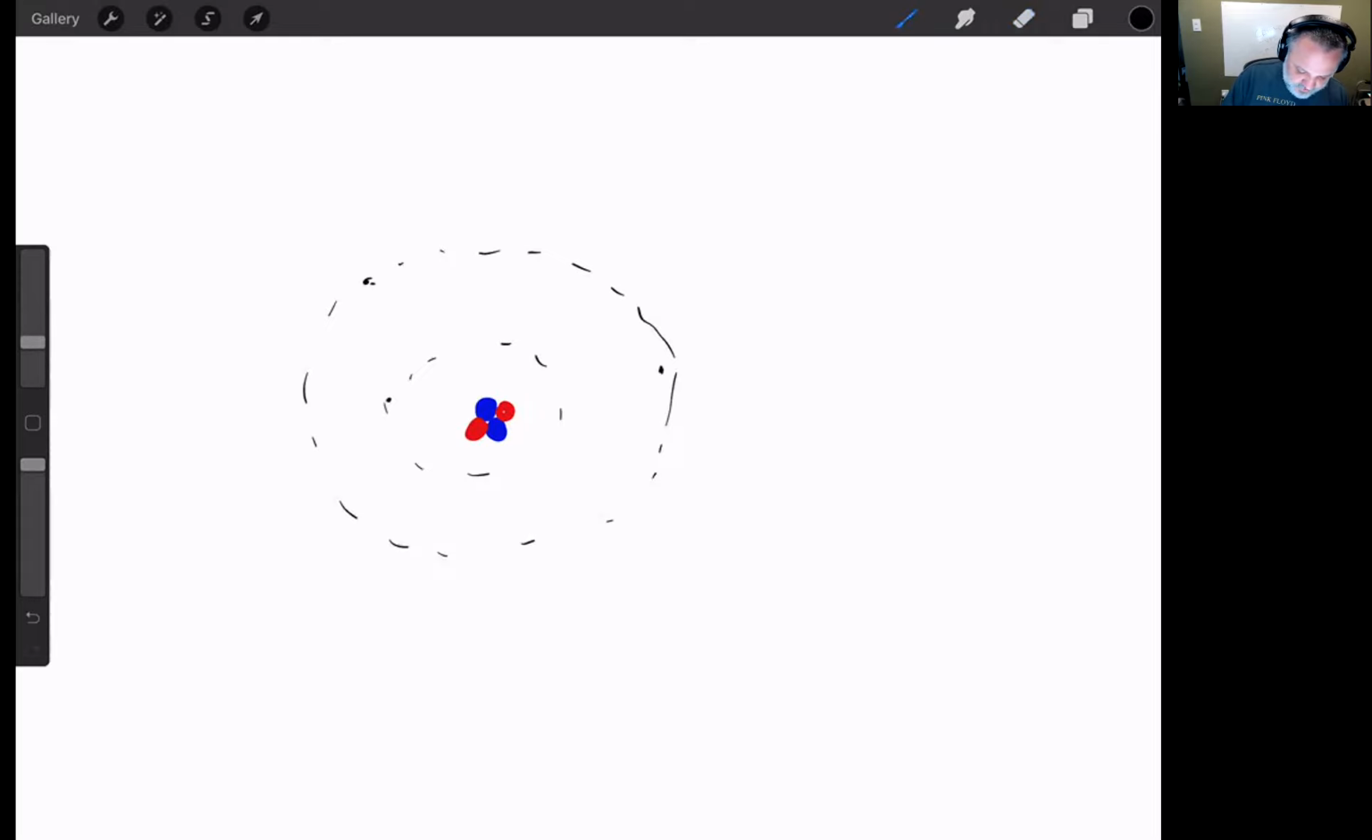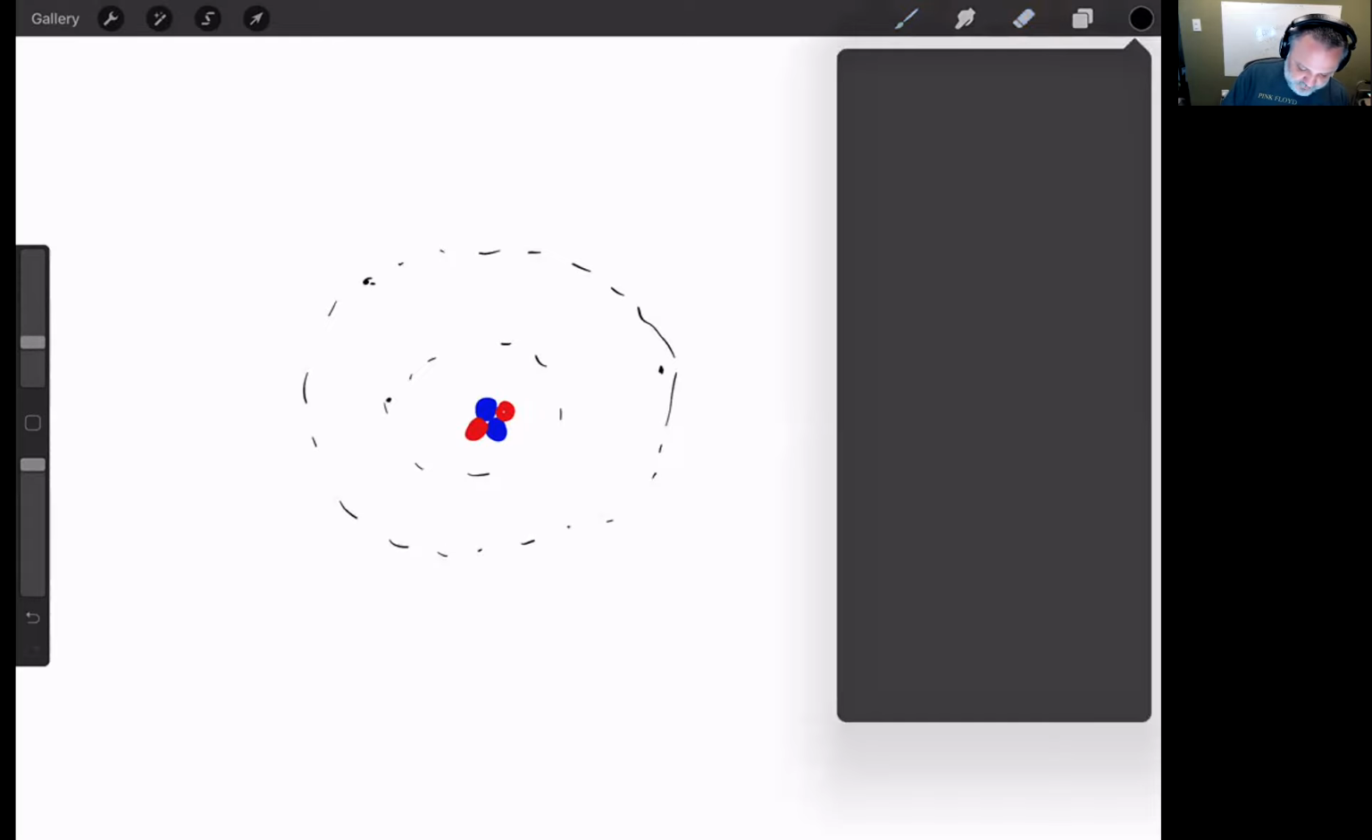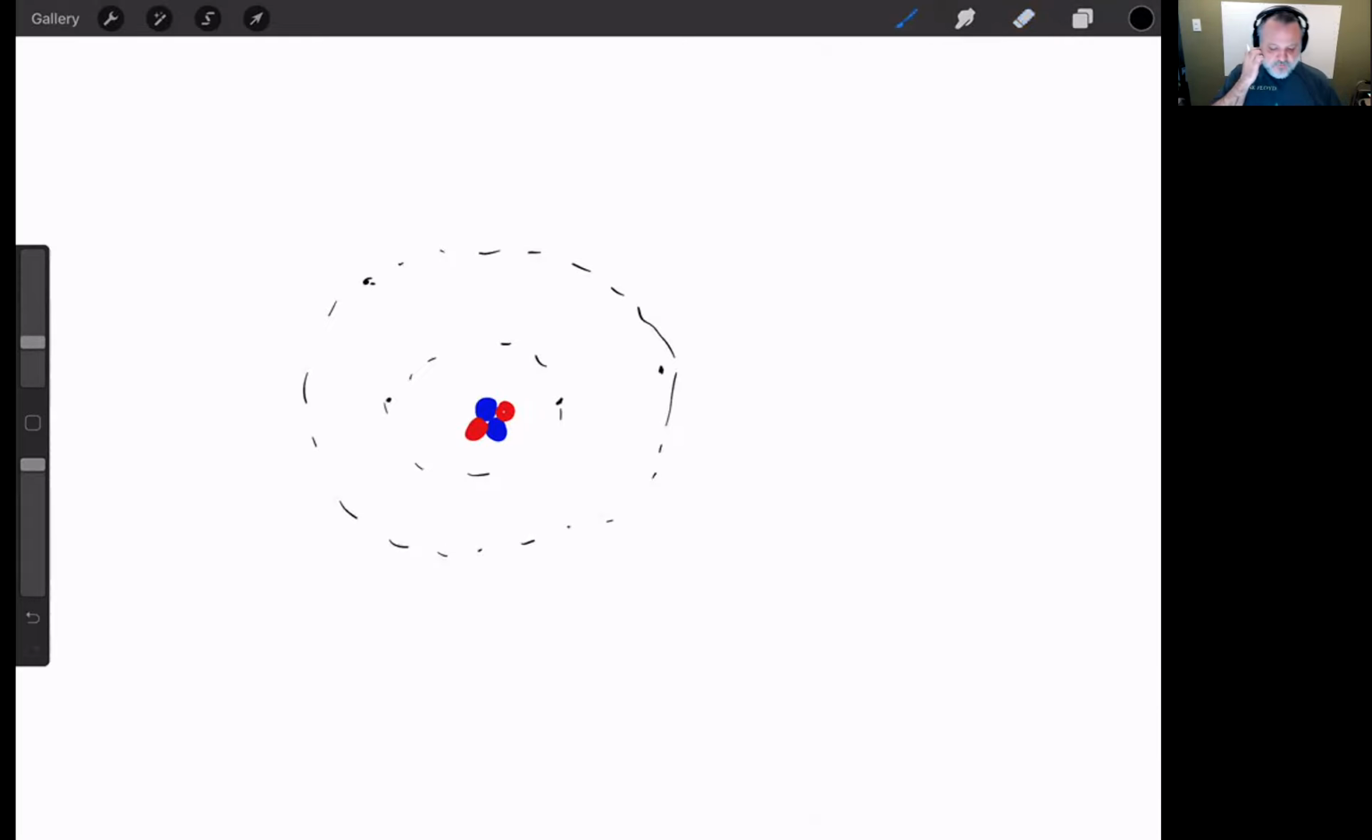We know that it's not actually the correct way to look at it, and that electrons don't actually orbit. We're going to talk a little bit more about that later. But what we want to get to is this. First of all, this is not to scale.